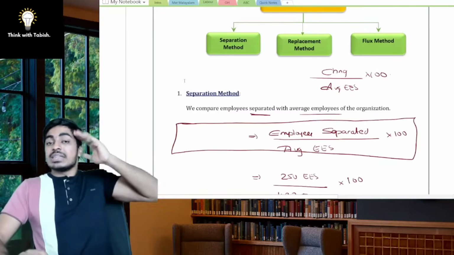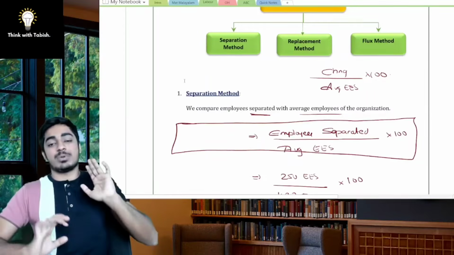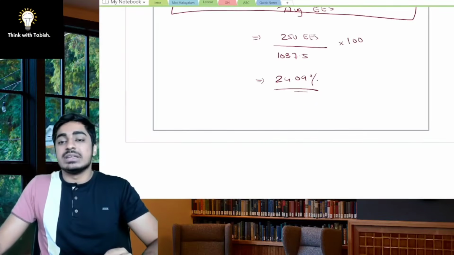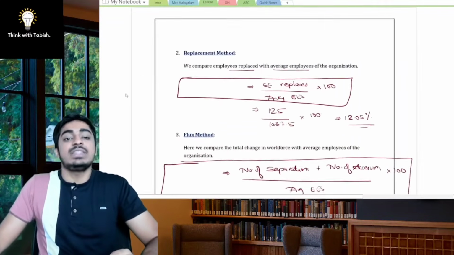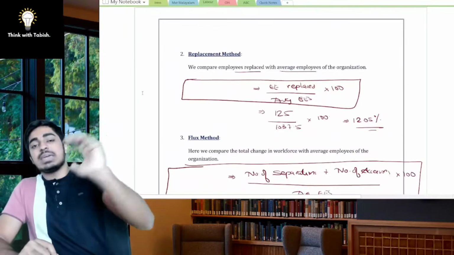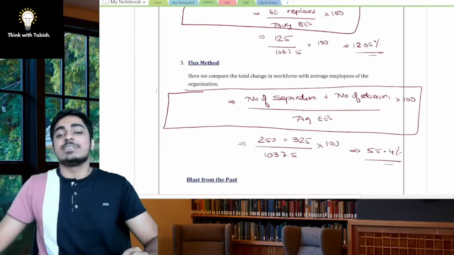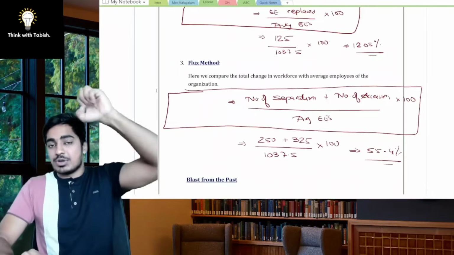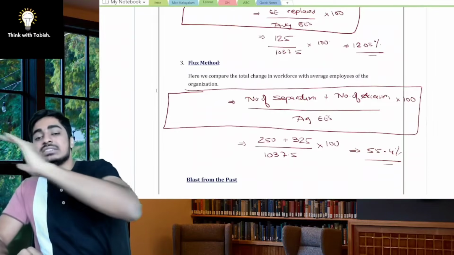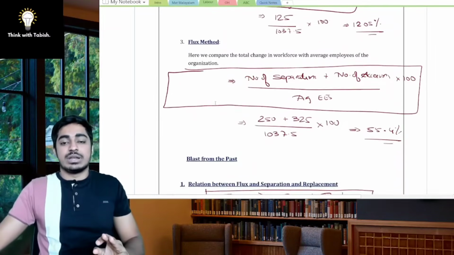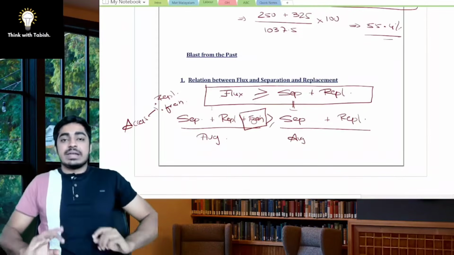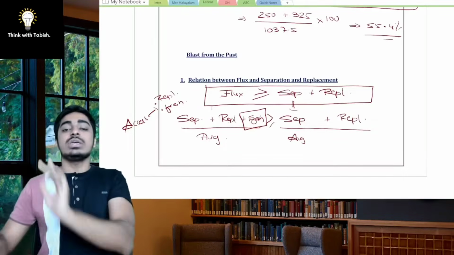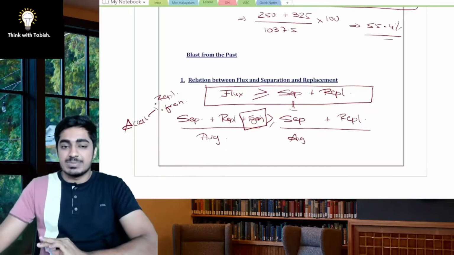Separation method, we compare the employees separated with average employees. That is employees separated by average employees into 100. Replacement method, we compare employees replaced with average employees. That is employees replaced by average employees into 100. And then we have the flux method, wherein we see the total change in workforce. That is employees separated plus new accession divided by average employees into 100. One main relationship to be kept in mind, labor turnover ratio as per flux method is always greater than or equal to separation plus replacement.